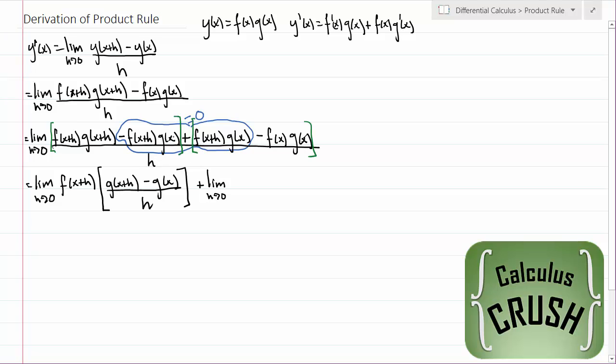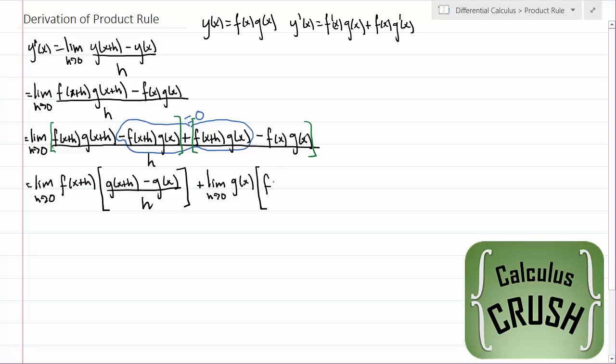So I'm actually breaking this into two parts. We've got this first green part over h in a limit, and then I'm putting the limit in front of the second green part over h. So in this second part, notice that g of x is common.